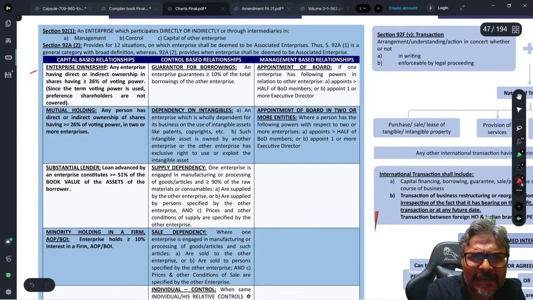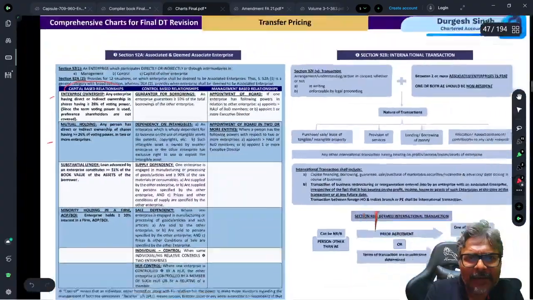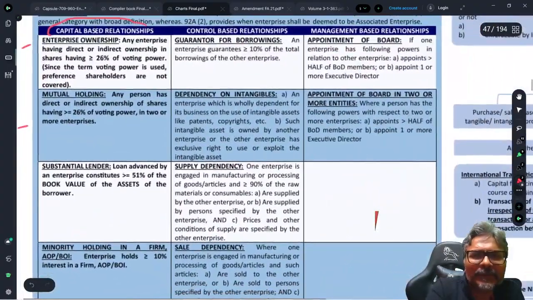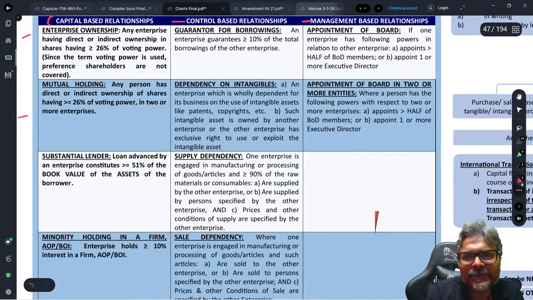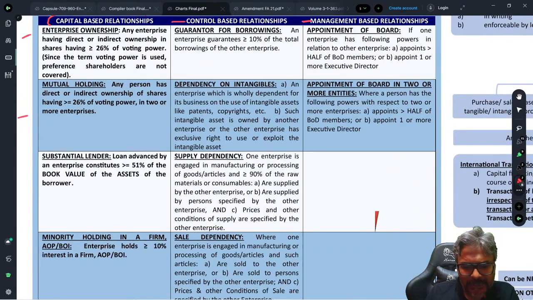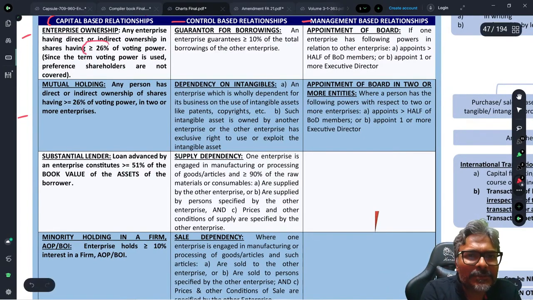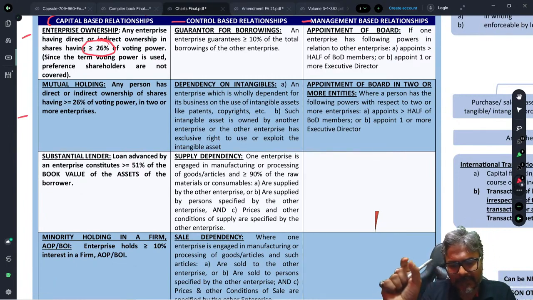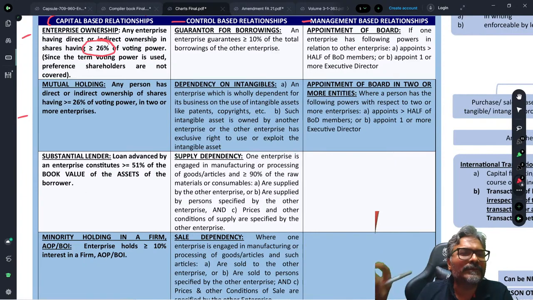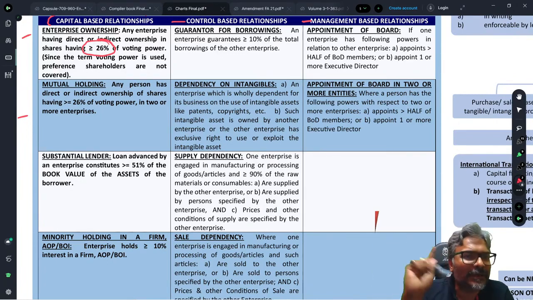Now, what I have done, students, is that I have made the capital-based relationship between the two entities, the control-based relationship between the two entities, and thereafter the management-based relationship. So you can see I have made this compartment so that it becomes very easy for all of you to comprehend. Now, just keep in mind, students, with 26% or more of the voting power, both of them could be considered to be an associated enterprise.